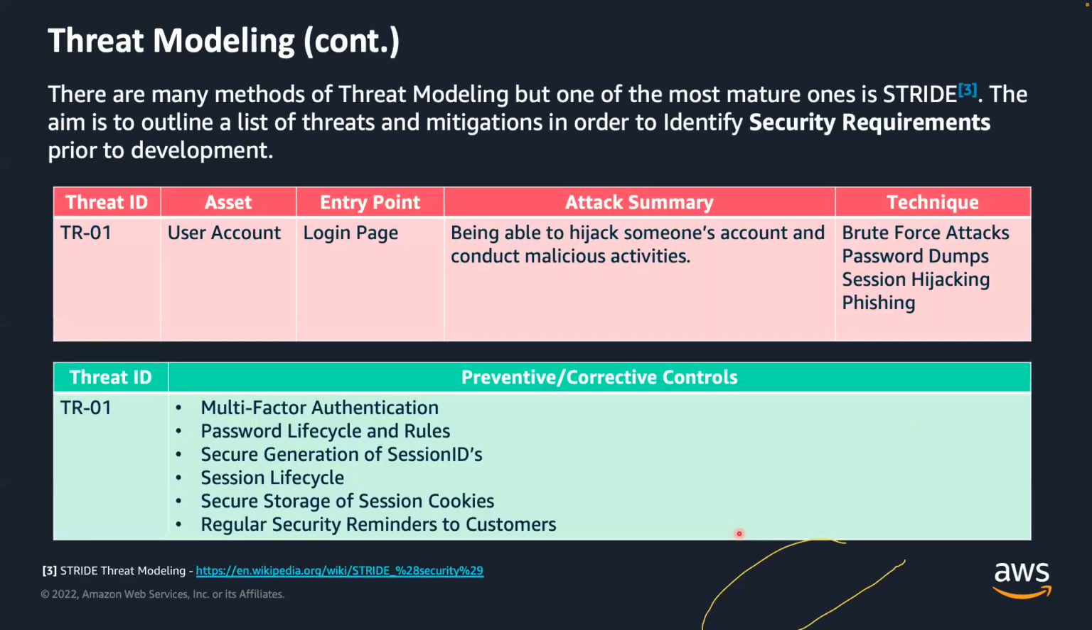Now, how does it look? It can be implemented in a simple table form. As you can see here, I have two matrices. I have the threat ID, and the asset would be the user account in this case, and the main entry point is the login page.